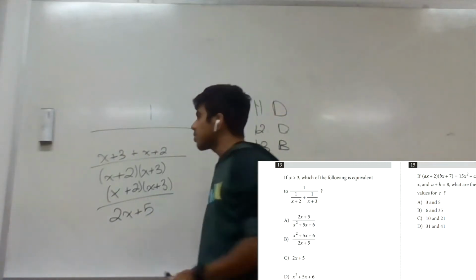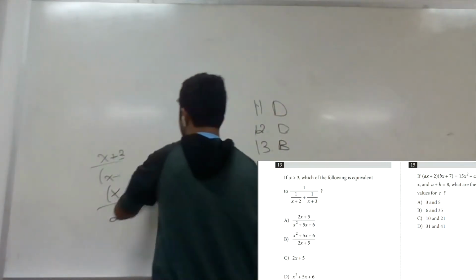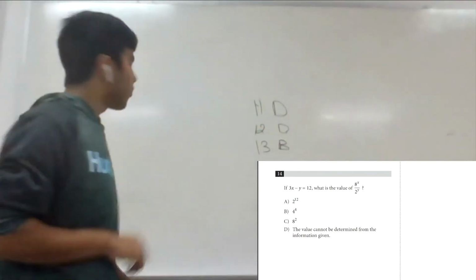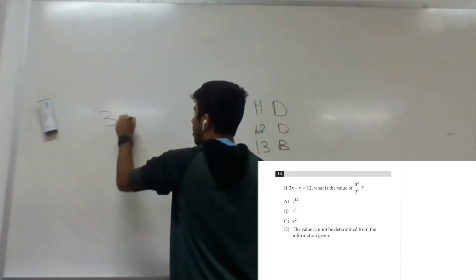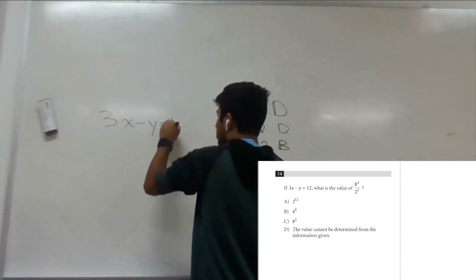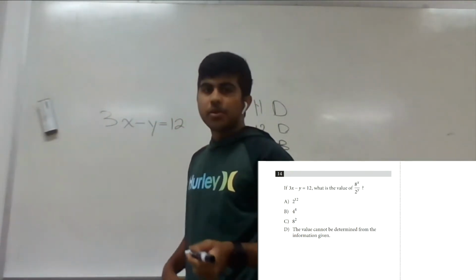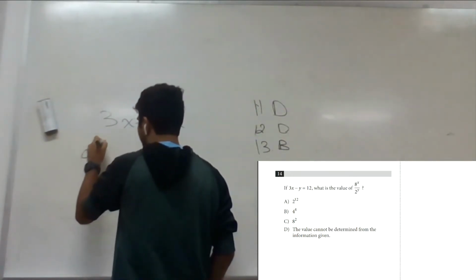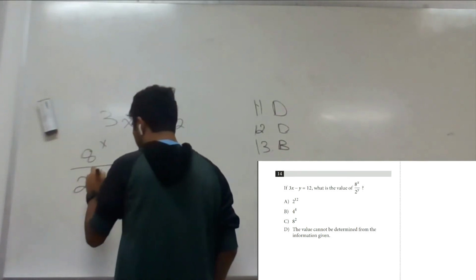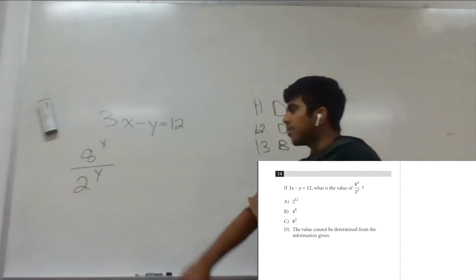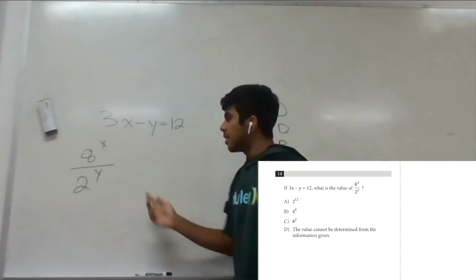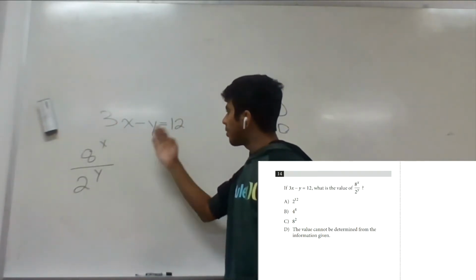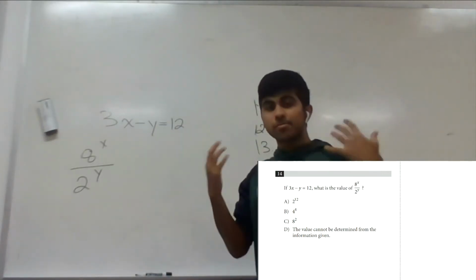And we can keep going to question number 14. Let's go. All right, question number 14. Scroll down to that. If 3x minus y equals 12, what is the value of 8 to the x over 2 to the y? Okay, this seems like an interesting problem. On the face of it, you look at this, and you're probably just really confused at this point, like what is going on? Why does this tell me anything about that? But let us break this down.